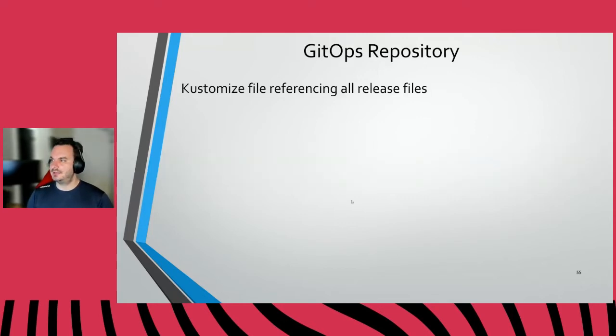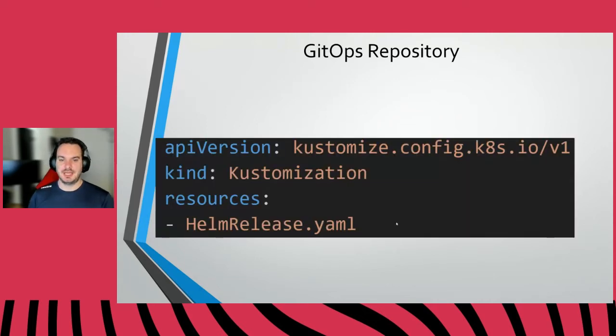And now let's have a look at the GitOps repository. As I said, the Azure Arc GitOps extension is using Kustomize, and it's using, in the simplest way, a kustomization file that's just referencing all the release files. Since we don't have too much time today, I want to keep it as simple as possible. So I just have a kustomization file. You can see here, it's of type Kustomization, and it's referencing one YAML file. This YAML file is called helm release.